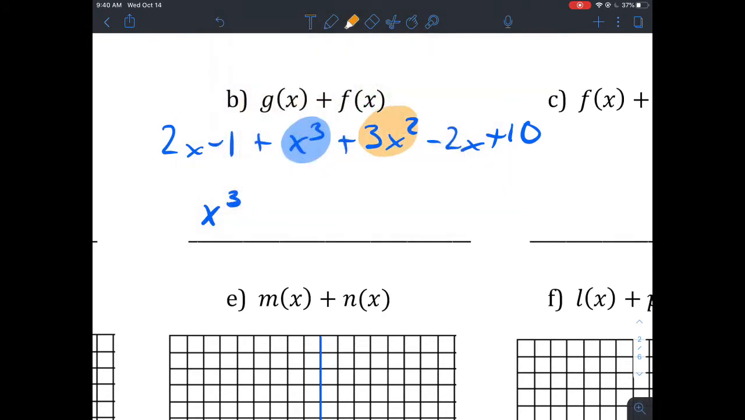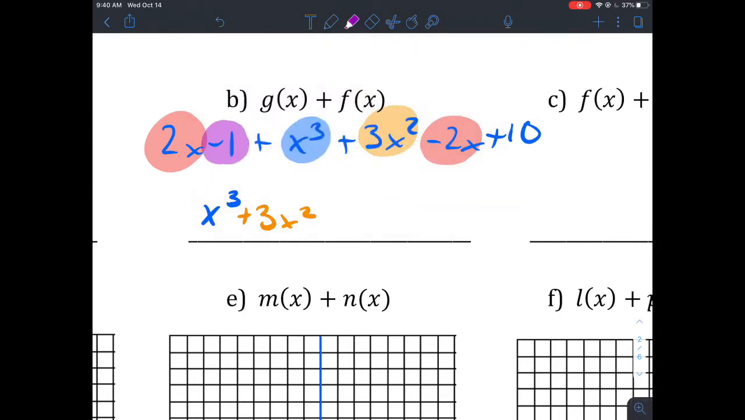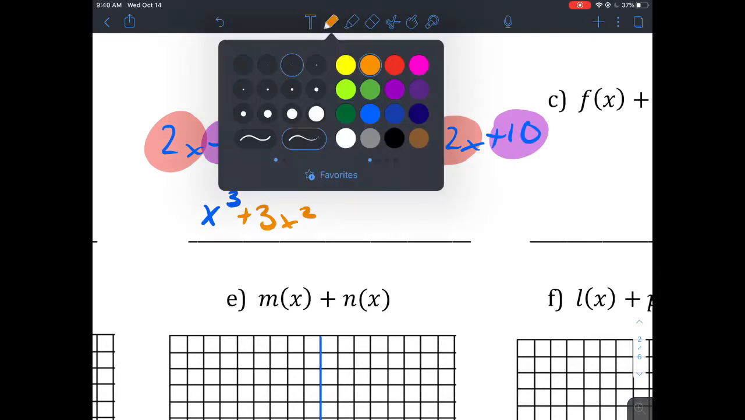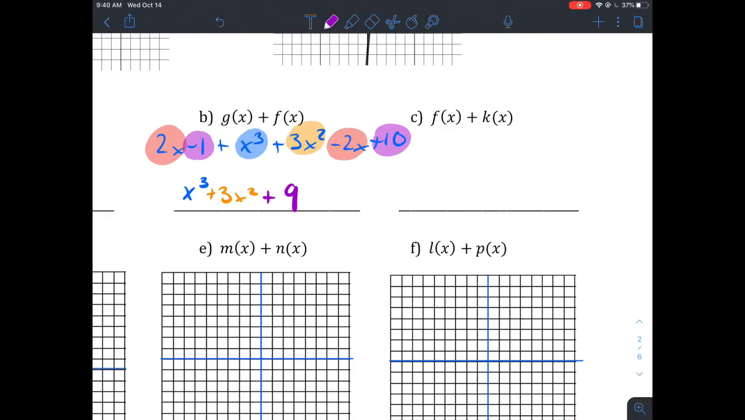Then we've got a 3x squared, which again doesn't have any like terms, so we just get a plus 3x squared. Then we can combine this negative 2x and this 2x. That actually gives us 0, so that's going to go away. Then we combine our negative 1 and our positive 10, which gives us a 9, and that would be our answer there.